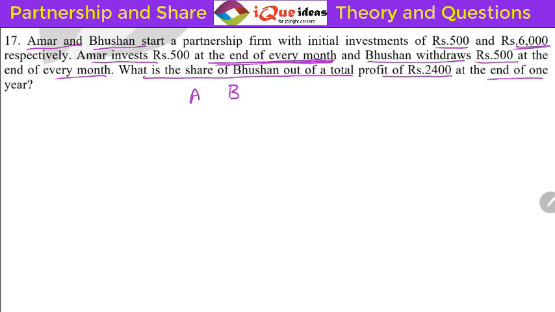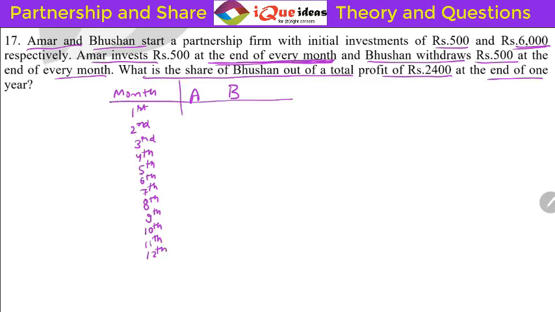Now this is a really tricky question. You have to identify the investment amount and the time. So let me do one thing. I'll write month here, and I'll say first month, second month, third month, fourth month, fifth month, 6th, 7th, 8th, 9th, 10th, 11th and 12th month. Now why am I doing this? I'll give you the longer method, and then I'll give you a shorter way also.